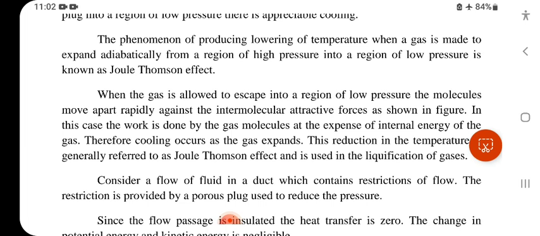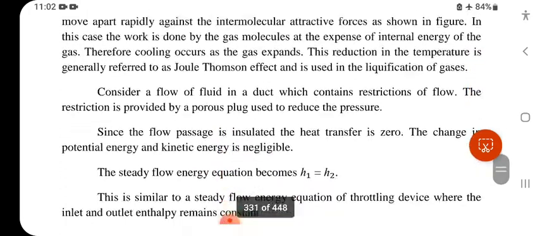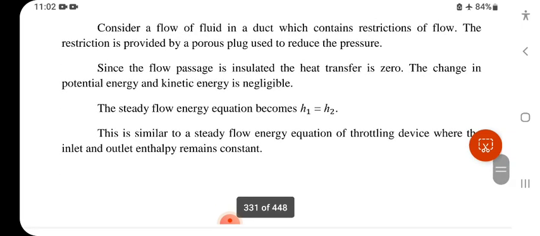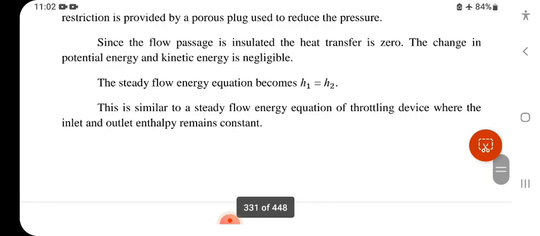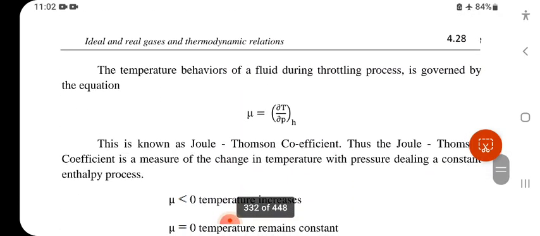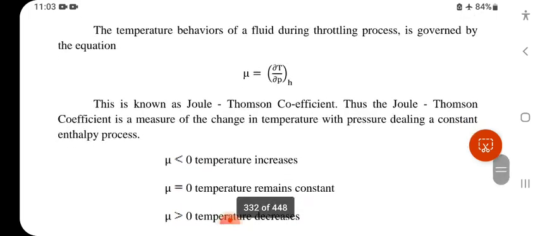In this case, the work is done by the gas molecules at the expense of the internal energy of the gas, right. So, the steady flow energy equation becomes H1 equal to H2. This is similar to the steady flow energy equation of a throttling device, where the inlet and outlet enthalpy remain constant, right. So, the temperature behavior of the fluid during the throttling process is governed by the equation mu equal to dou T divided by dou P in terms of H.